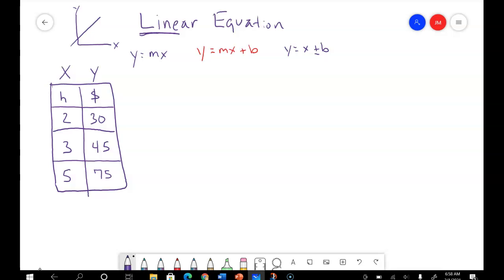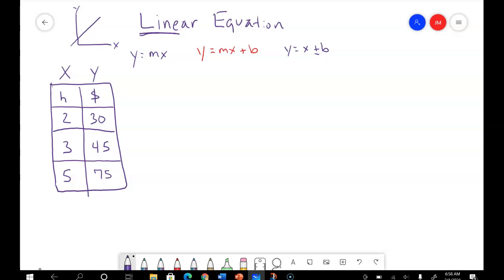So what I need to do is, if I'm given a table, I need to figure out what is the rule. How do I get from x to y? And you guys have done this in elementary. I think you call them input-output tables. So if you remember that, it's the same idea.